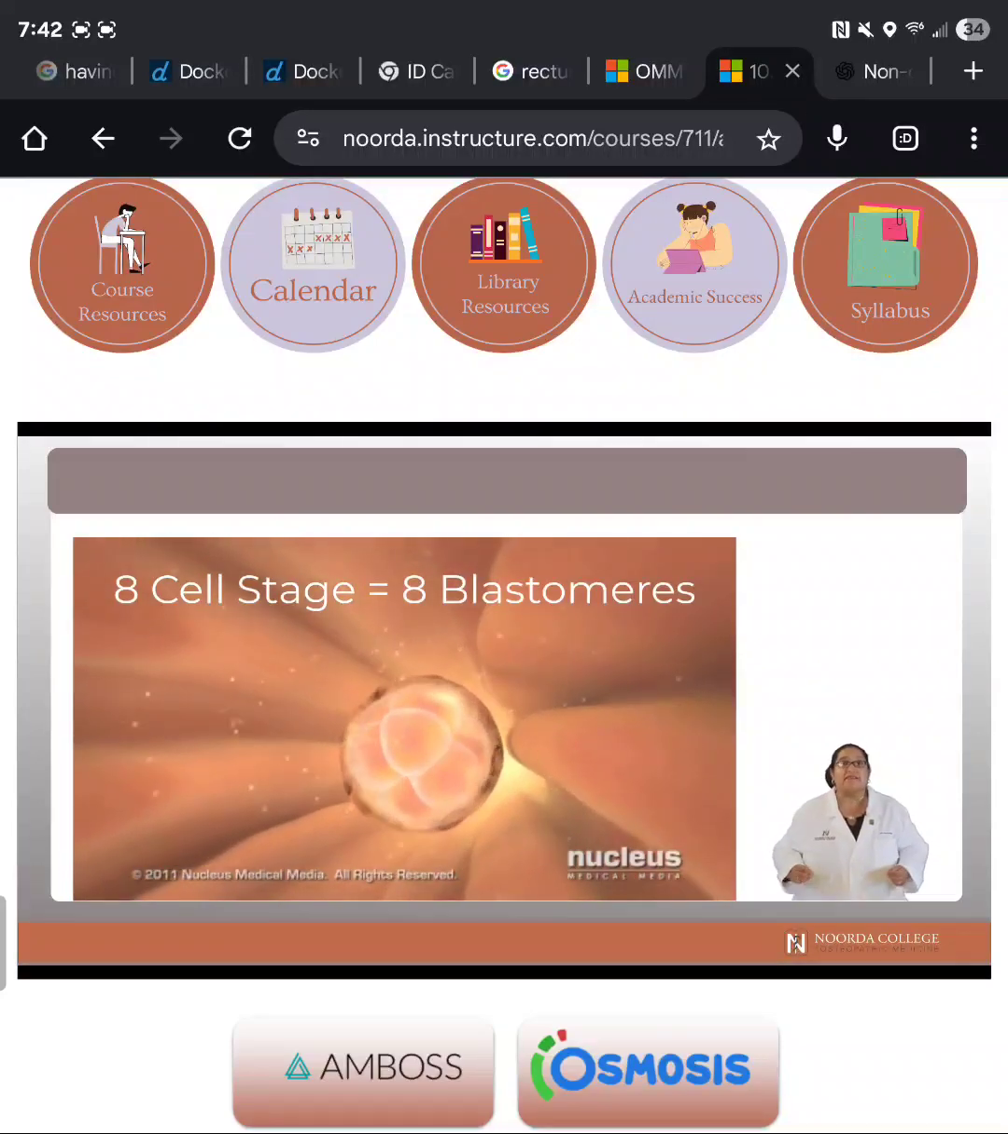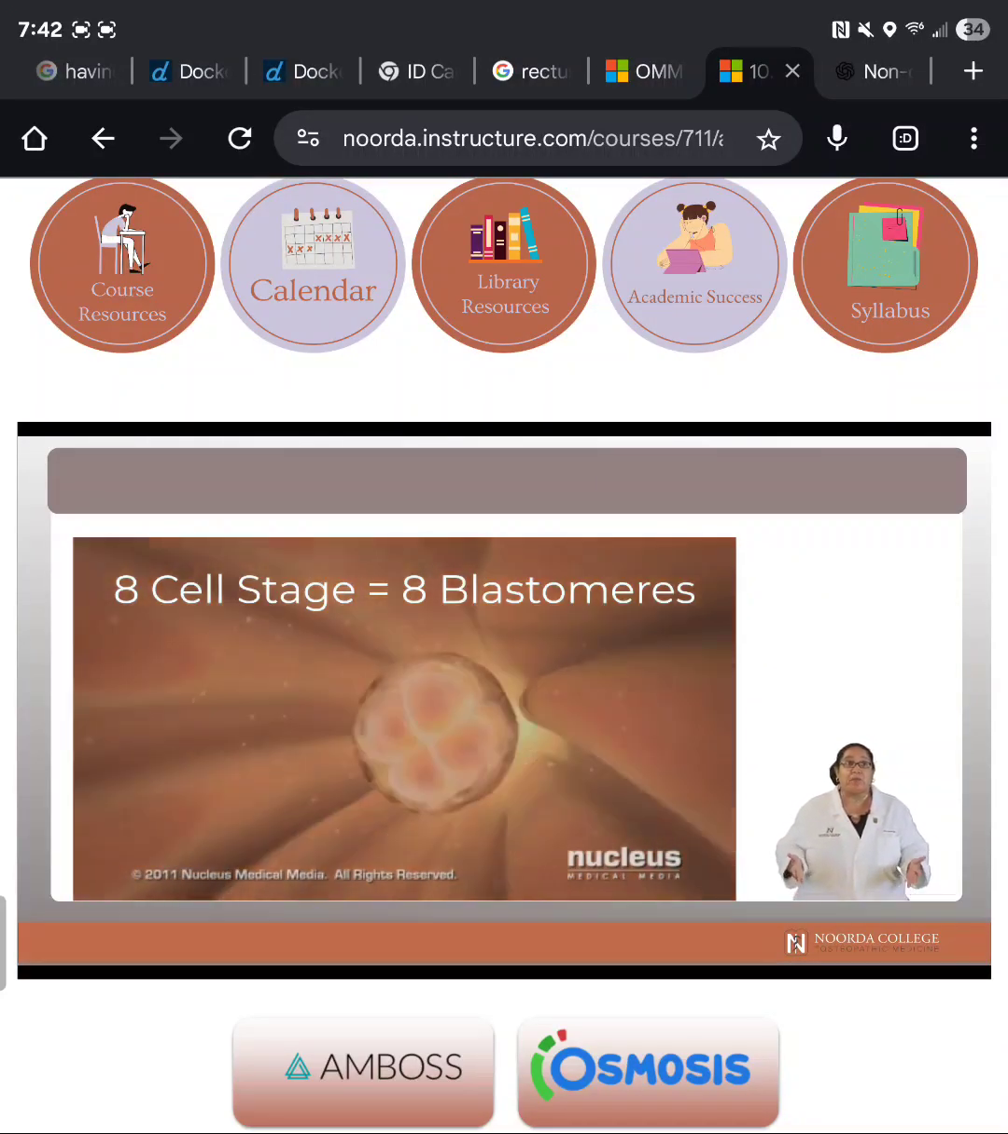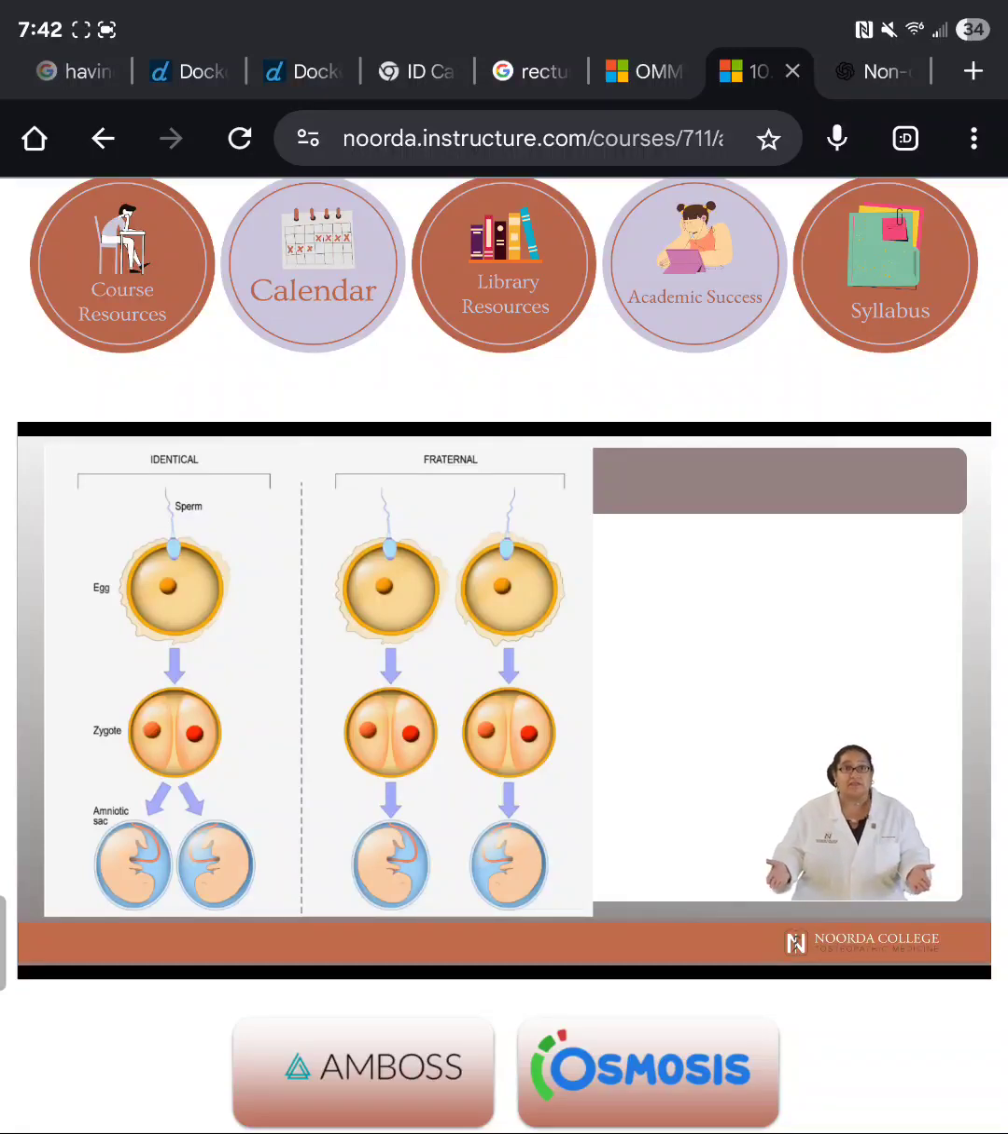It's very important because it means that if these cells are separated, you would end up with identical twins, monozygotic twins, because they're formed from the same zygote. And they contain identical genetic material. Now, contrast this to dizygotic twins, or fraternal twins, that are formed from two different zygotes, and they would be as different from one another as any two brothers or sisters.